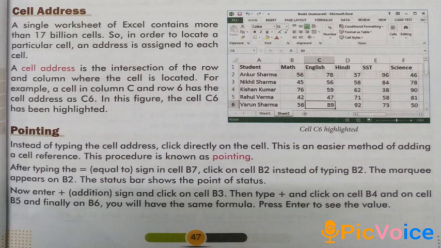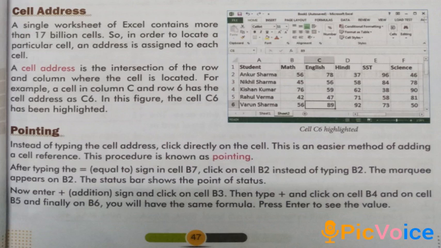Now enter the plus or addition sign and click on cell B3. Then type plus and click on cell B4, and on cell B5, and finally on B6 you will have the same formula. Press enter to see the value.